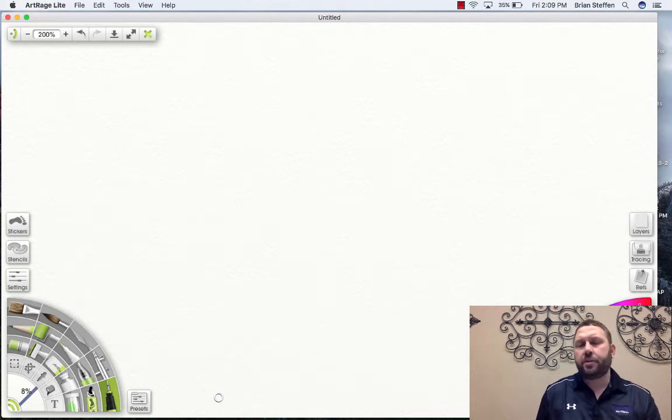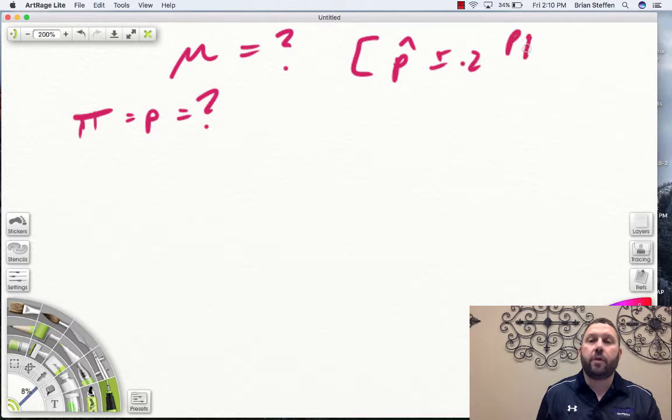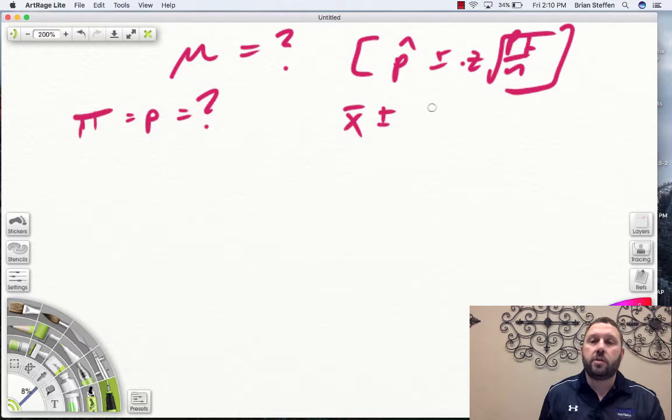So you've probably been thinking to yourself, if we're estimating and trying to find out where mu is, because we don't know mu, mu is unknown, so we do a confidence interval. Or maybe we don't know what pi is, capital Pi, the population proportion, it's some unknown value. So we're going to do p hat plus or minus z times the square root of pq over n for the proportion. And for the mean, we're going to do x bar plus or minus z times sigma over root n.